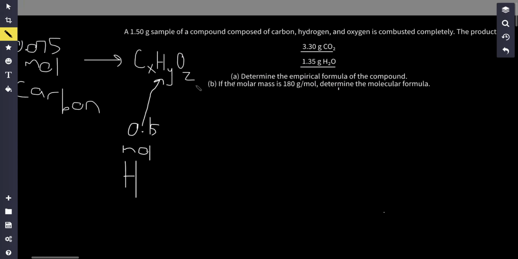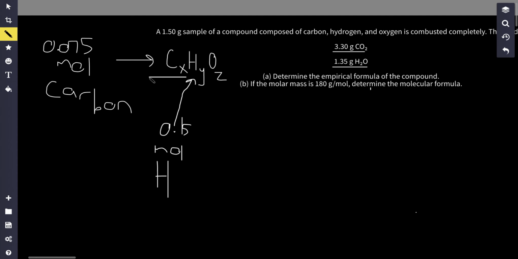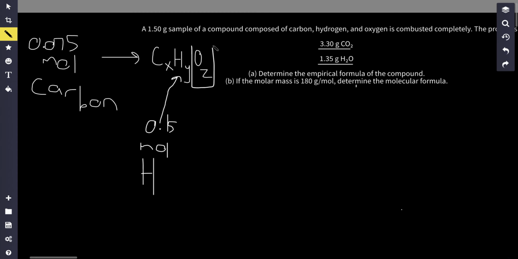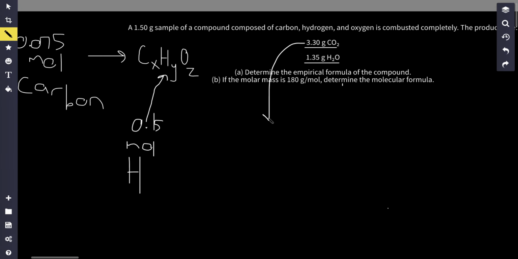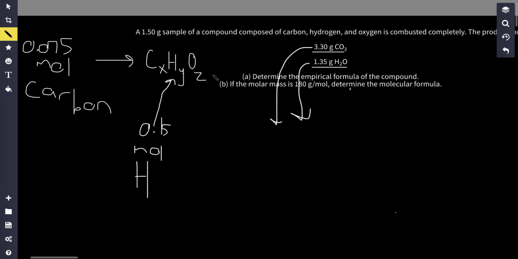Okay, I calculated the amount of moles of carbon I have. I calculated the amount of moles of hydrogen I have. Why can't I do the same thing for oxygen? Why can't we just take the amount of oxygen in CO2 and in H2O, plop that down, find the amount of moles of oxygen there, and then everything will be well?